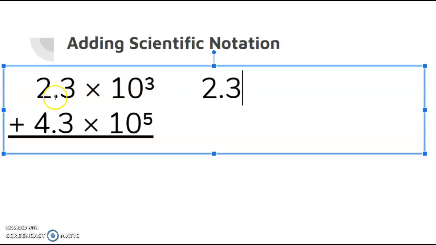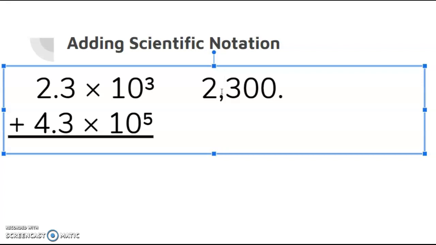So it tells us to move the decimal point to the right 3 times. So if I move this decimal point over 3 times, this would be once, this would be twice, and this would be moving it over 3 times. So our number now is 2,300.